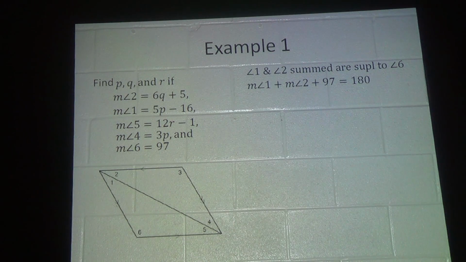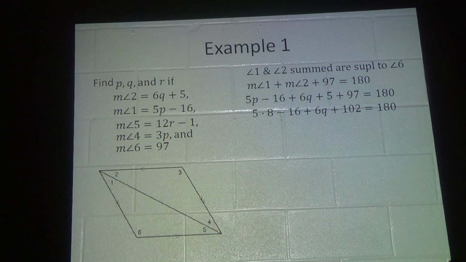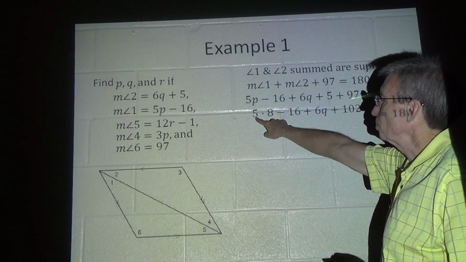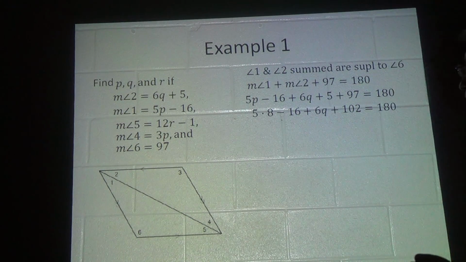Since we already know what P is, we can go ahead and solve this. We have the measure of angle 1 plus the measure of angle 2 plus 97 equals 180. So that gives us 5P minus 16 plus 6Q plus 5 plus 97 equals 180. Substitute the 8 that we found in the previous step for P. So 5 times 8 minus 16 plus 6Q plus 102 equals 180.